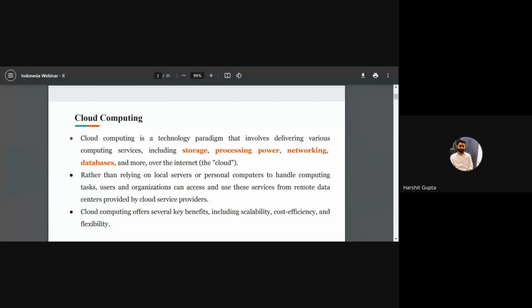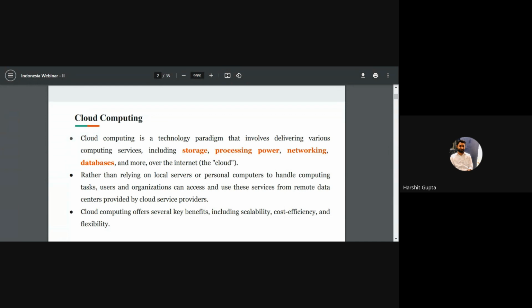So why should we not have a common channel where we just go, pay some amount and use it, instead of building an entire infrastructure for this? From this point of view, cloud computing emerged, and it is now used widely across the world in every organization, from small to large.